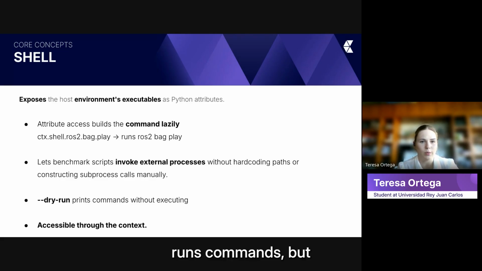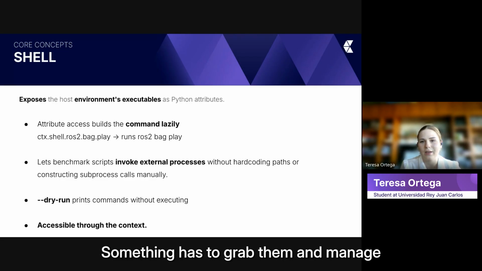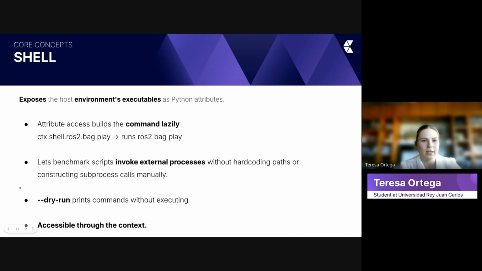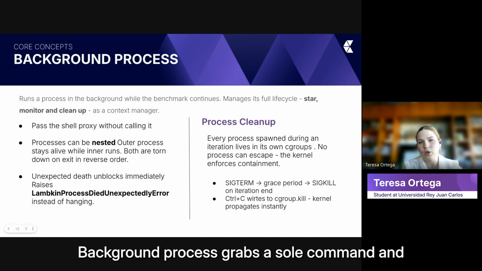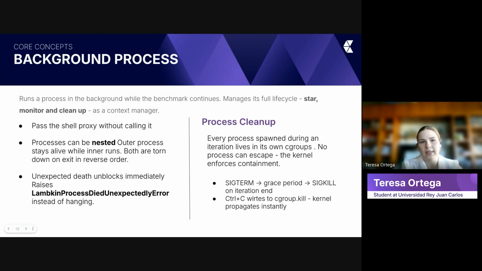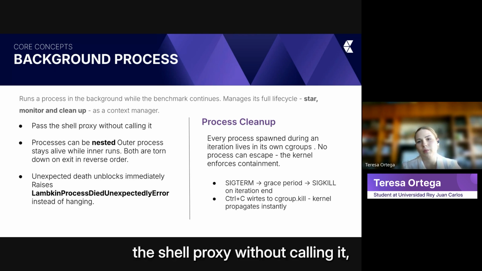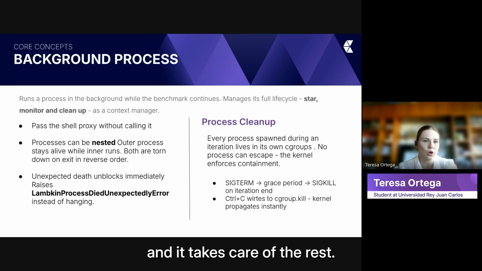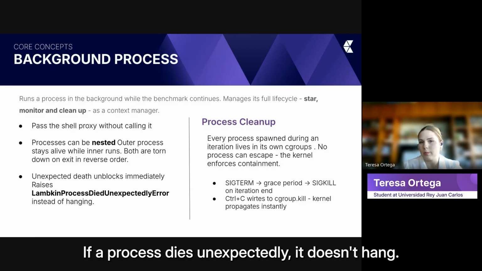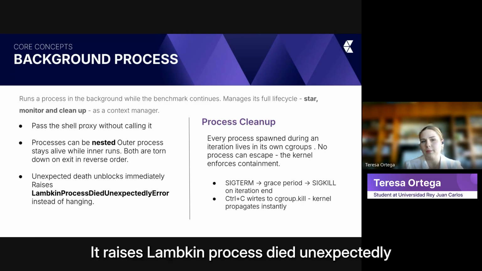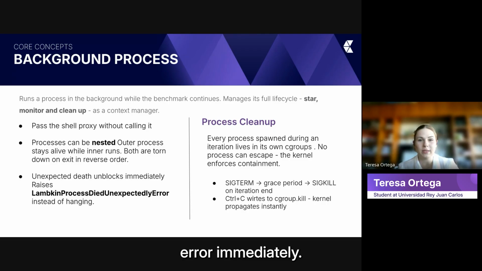The cell runs commands, but something has to grab them and manage their full life cycle. Background process grabs a cell command and manages its full life cycle. Start, monitor, and clean up. As a context manager, you pass it the cell proxy without calling it, and it takes care of the rest. Processes can be nested. The outer one stays alive, while the inner one runs, and both are torn down on exit in reverse order. If a process dies unexpectedly, it doesn't hang. It raises a Lambkin process died unexpected error immediately.